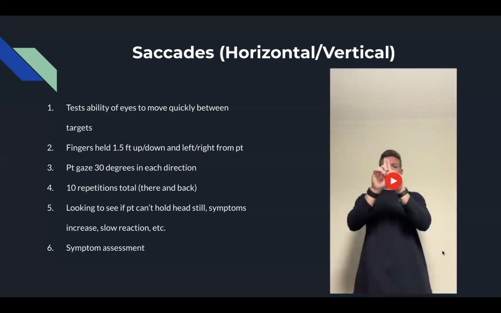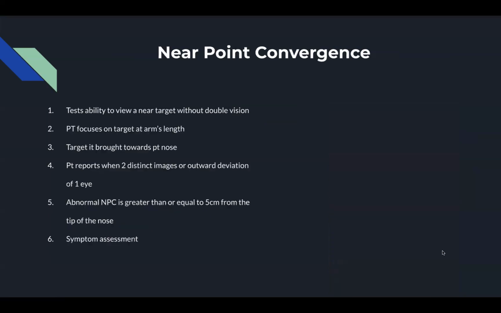As a clinician, you're looking to see if the patient can't hold their head still while they're moving their eyes between the targets, if the symptoms increase, or if they just have a general slow reaction to going back and forth. Following the exam, again, you will do that symptom assessment for headache, dizziness, nausea, and fogginess. Ask them to rank it 0 to 10, and you'll record it.